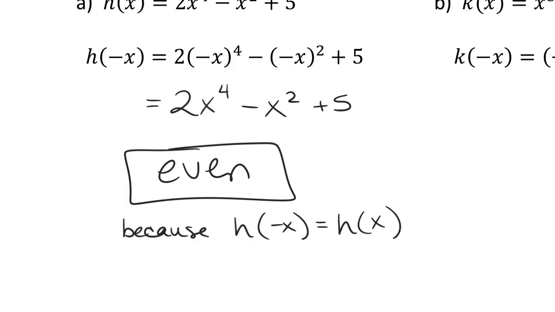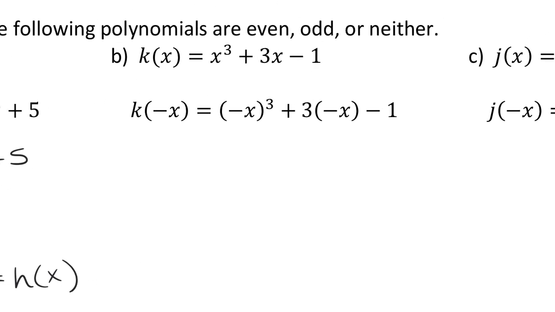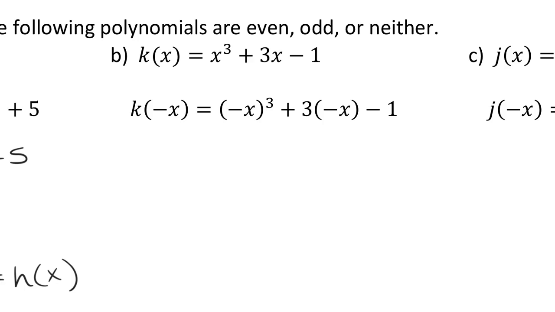Let's see one more. Again, I started this one off for you. Everywhere there was an x in the k of x function, I have put negative x. Let's do this bit right here. What is a negative times a negative times a negative? Negative. So negative times negative is positive, times negative is negative. So this first little bit is going to be negative x cubed. 3 times negative x, what should I write down? Negative 3x, and then nothing happens with the negative 1, so I drop it down.